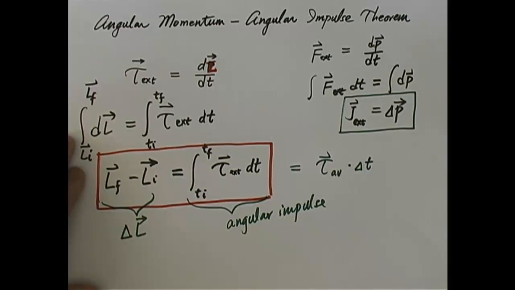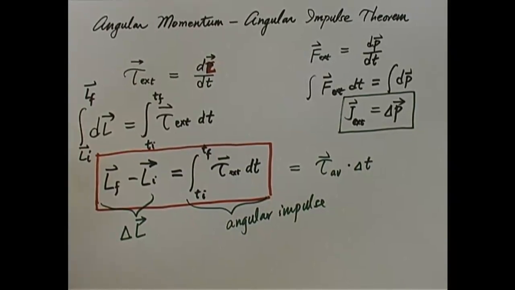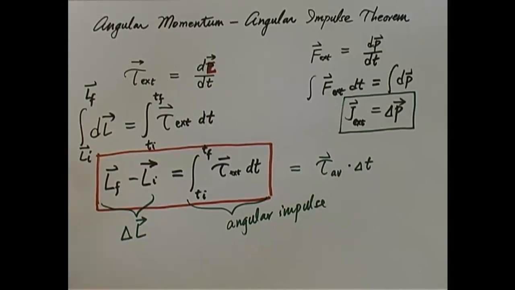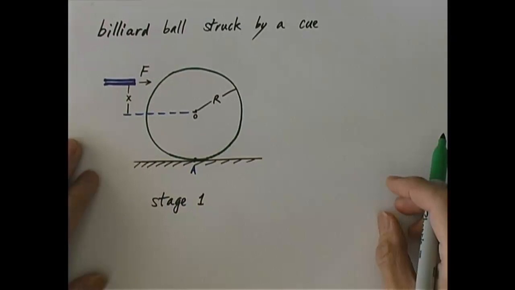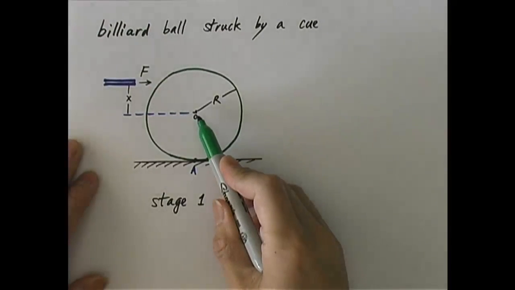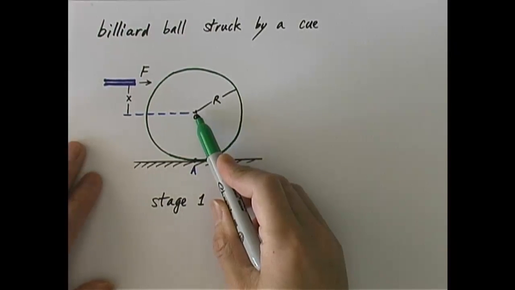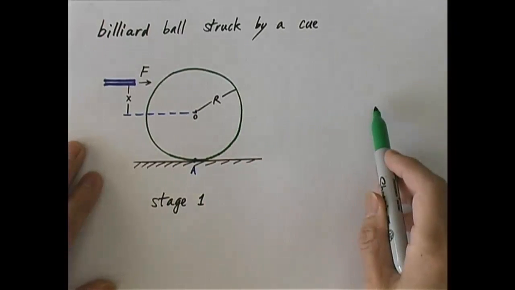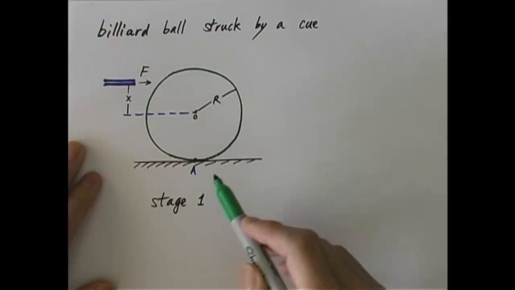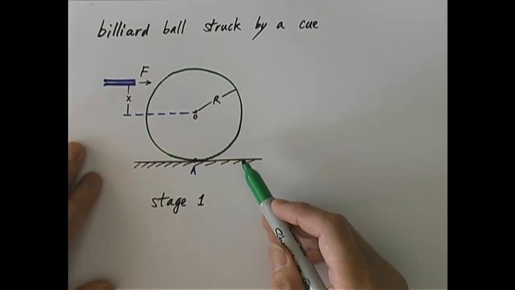Let us see how we can apply this formula to study a case where angular momentum does change. And that is the physics of playing pool. You know, the game of pool. You use a cue to strike a billiard ball. The game of pool is interesting because you're mixing the linear motion of the billiard ball, which moves from place to place, with rotation. So you have both translation and rotational motion.